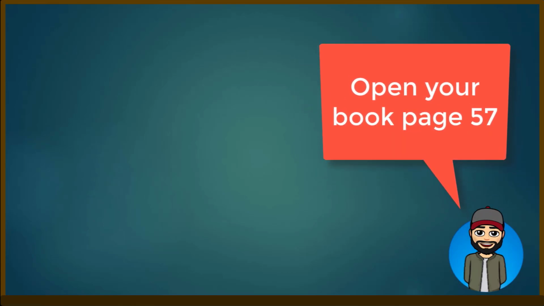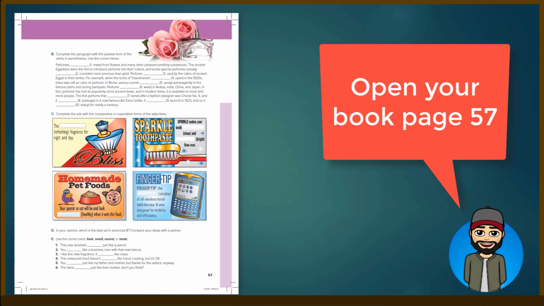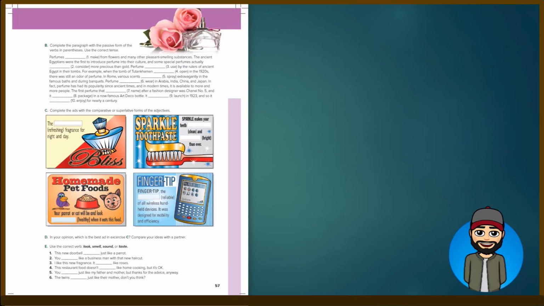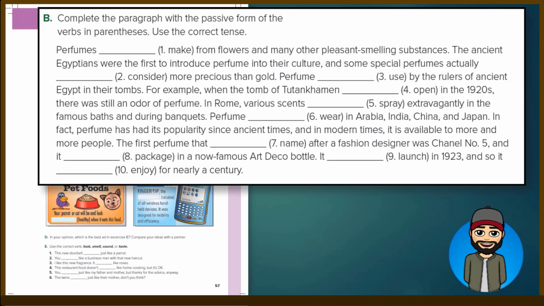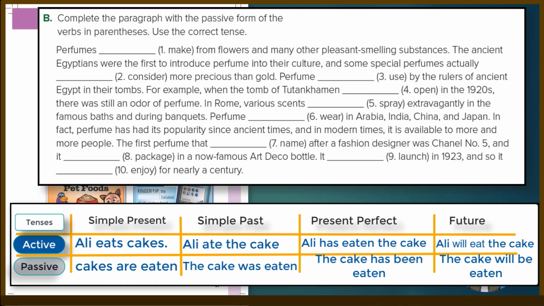Open your book, page 57. افتح كتابك صفحة 57. B. Complete the paragraph with the passive form of the verbs in parenthesis. أكمل المقطع باستخدام صيغة المبني المجهول للأفعال التي بين الأقواس. This is the chart that we are going to use to change from active to passive. هذا هو الجدول الذي سنستخدمه في التحويل من المبني المعلوم إلى المبني المجهول.